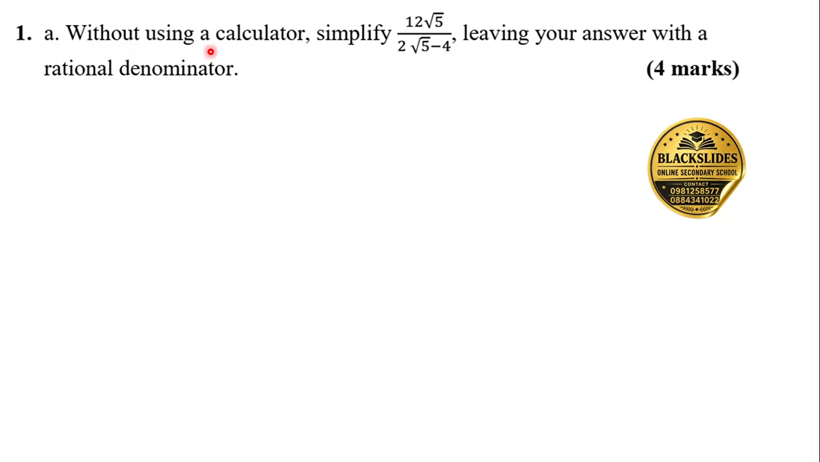Question number 1: without using a calculator, simplify 12 root 5 divided by 2 root 5 minus 4, leaving your answer with a rational denominator. A rational denominator is one that doesn't have a root symbol, this symbol here. Pay attention to marks. The number of marks indicates how many steps you need to lay out.